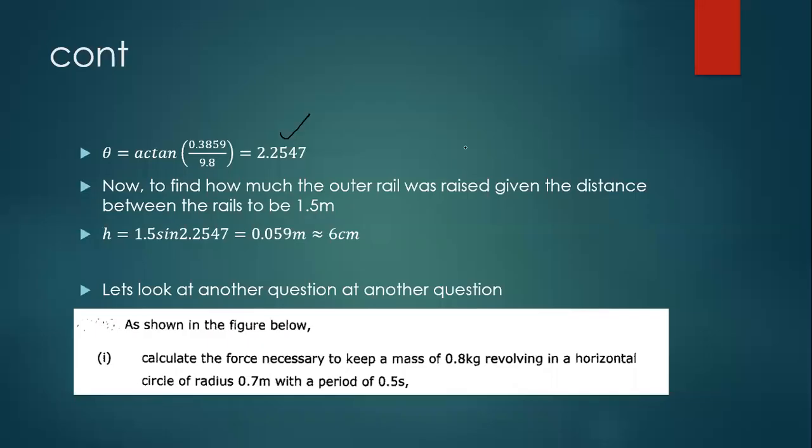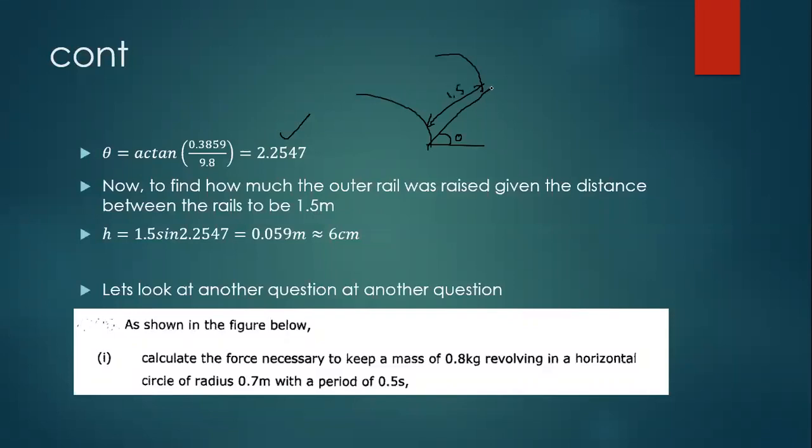So the second part of our class. In our previous class, we determined the angle. And then from there, now to find the outer rail, remember we said that we have these rails coming in like that, and we have calculated this angle. So we know that the distance between one rail and the other rail is 1.5.